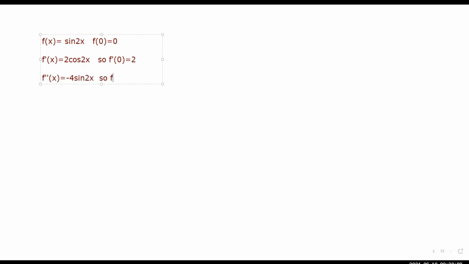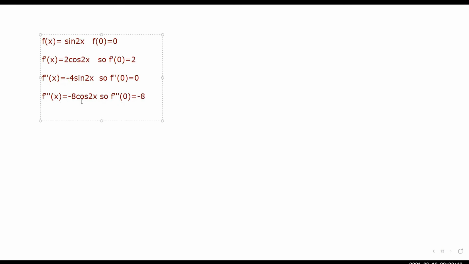And so f double prime of 0 is equal to 0. Now f triple prime of x is going to be, we plug in here, differentiate sine, you get cos, so that's minus 8 cos 2x. And so f triple prime of 0, when we work that out, is negative 8.